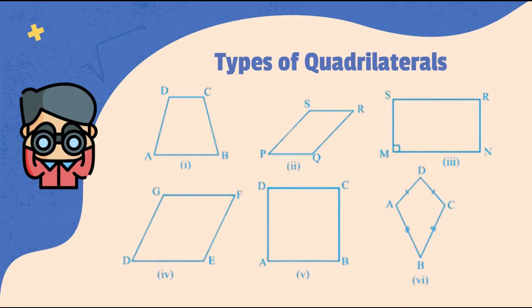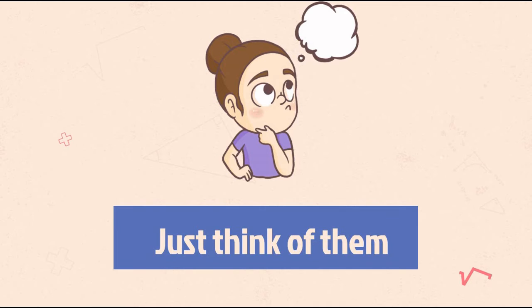So then we have the rectangle NMSR, and the fourth figure is the quadrilateral DEFG, and the quadrilateral ABCD is the fifth, and the sixth one is quadrilateral ABCD. You might not think that the sixth one is a quadrilateral, but definitely it's a quadrilateral. Let's know more about it in just a few minutes. So now, as you have observed them very keenly, I want you to think of them. Just get good knowledge of all these quadrilaterals.